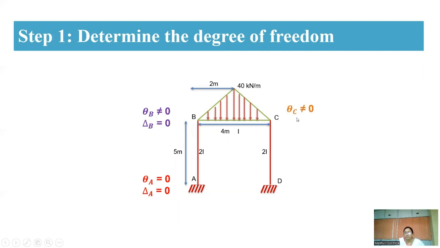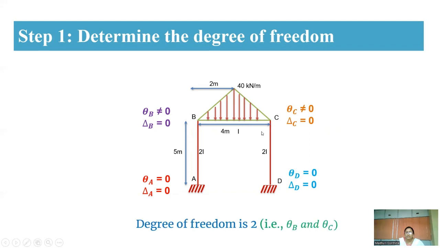Similarly at C, there is a rotation but no displacement, that is delta C is equal to 0, whereas theta C is not equal to 0. Similarly at D, as it is a fixed support, there is no translation and no rotation, so theta D equals 0 and delta D equals 0. Now you can say that the degree of freedom is 2, that is theta B and theta C. So you are going to find the two unknowns, theta B and theta C.